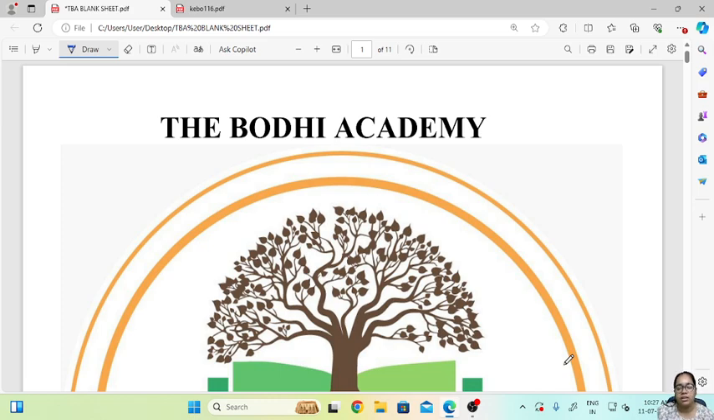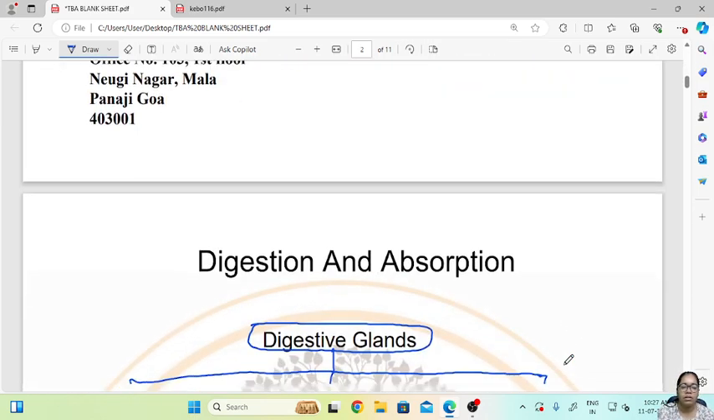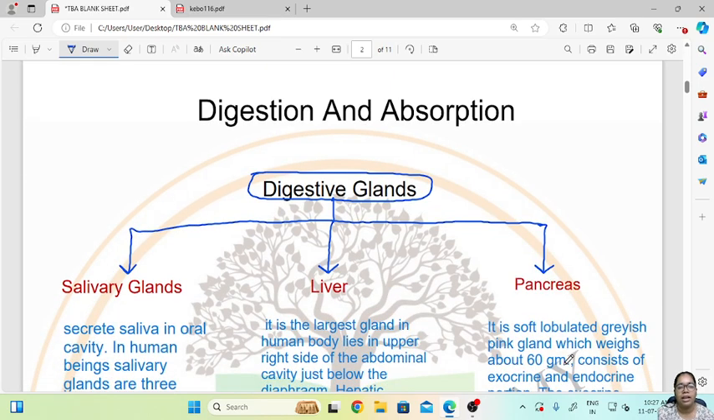So today let us learn about the digestive glands, as in how the process of digestion happens. We have seen the system for digestion. Now we will see the glands which are helping in the process of digestion. The first gland which is helping in the process of digestion is the salivary gland. Then there are the liver and pancreas. We will learn about each gland and its function in detail now.